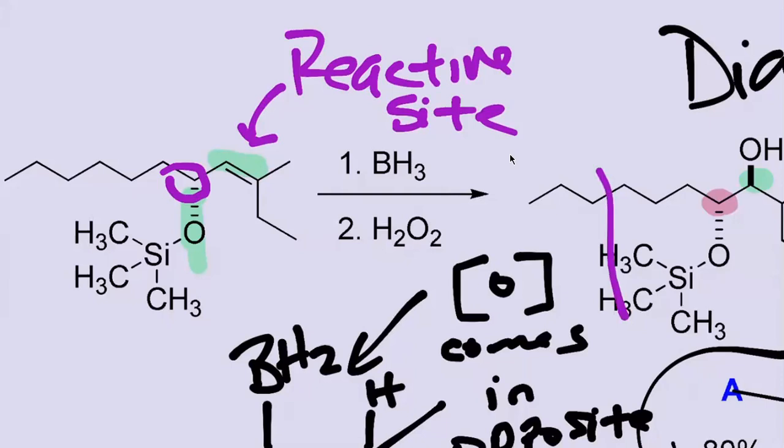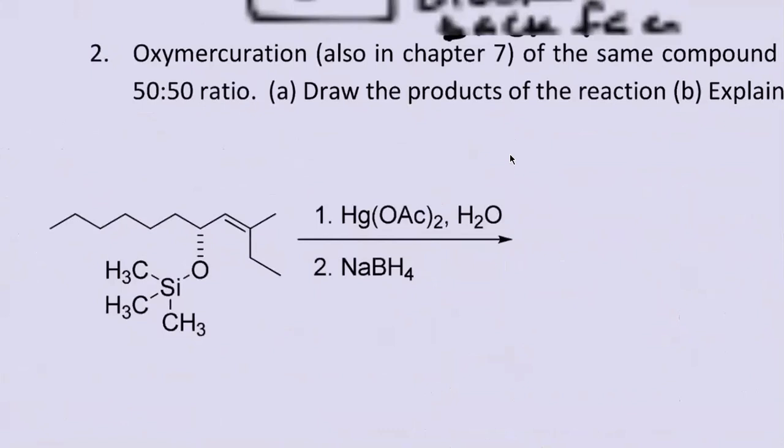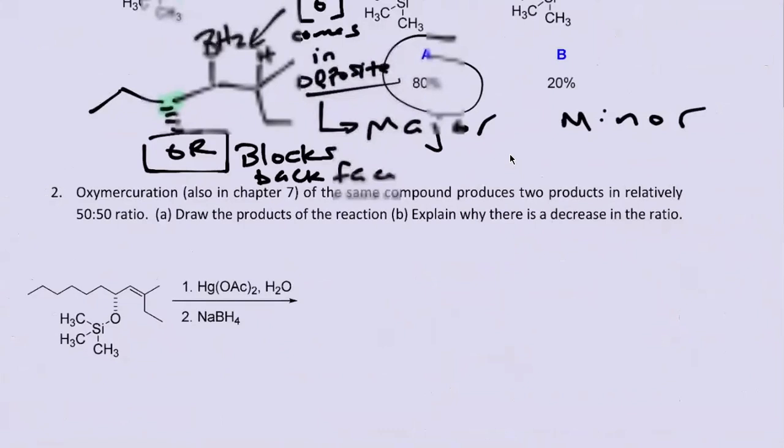So let's look at the next example and let's see if we can figure this out. All right, let's read the question first. Always read the question, look for what it's asking you, and then you can let the wheel start turning about how to solve it. It says oxymercuration of the same compound produces two products in a relatively 50-50 ratio. Number one, draw the products. Number two, explain why there's a decrease in the ratio. So does anybody remember that reaction from part one?